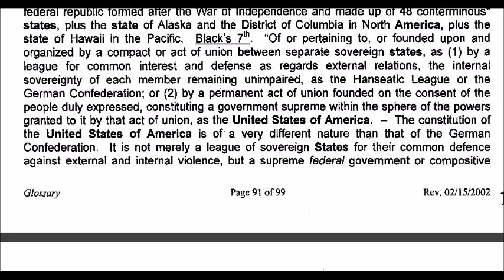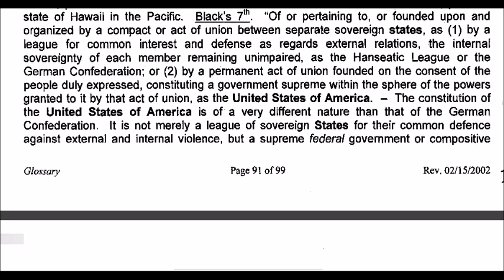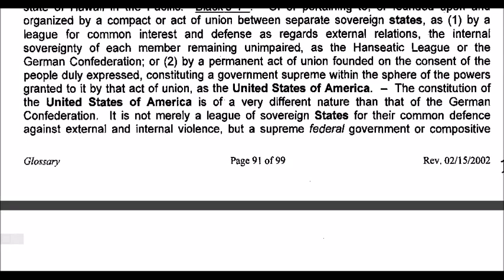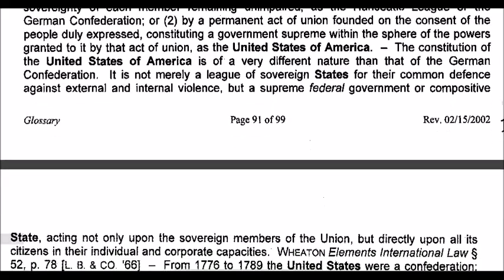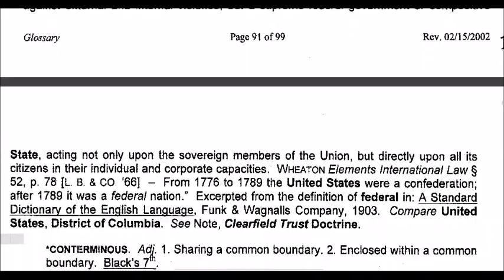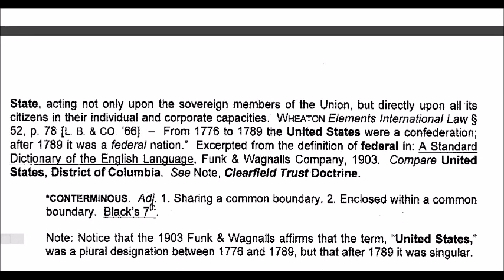The Constitution of the United States of America is of a very different nature than that of the German Confederation. It is not merely a league of sovereign states for their common defense against external and internal violence, but a supreme federal government or compositive state, acting not only upon the sovereign members of the Union, but directly upon all its citizens in their individual and corporate capacities. From 1776 to 1789, the United States were a confederation. After 1789, it was a federal nation.